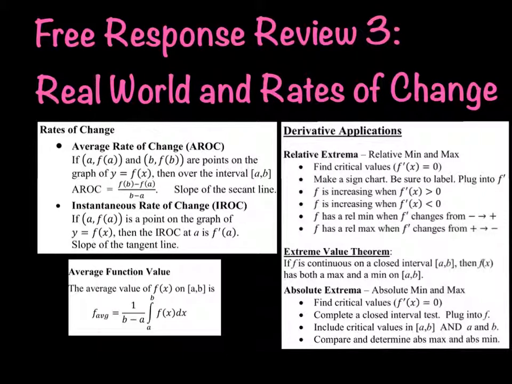And then the extreme value theorem, same thing, you find your critical values, but now you're going to use the closed interval test, and you're plugging it back into the original function. And then you are evaluating that for all those middle values, that would be their critical values, but also your endpoints A and B. And then you compare and determine the absolute min or absolute max.